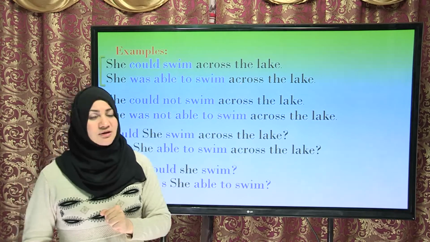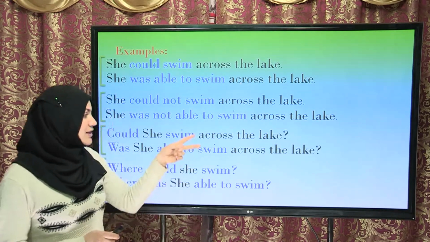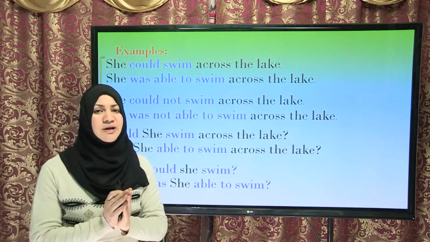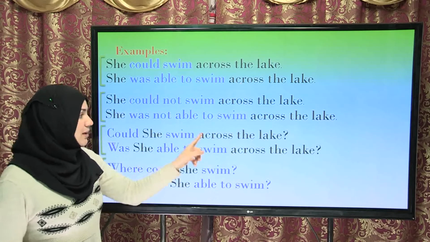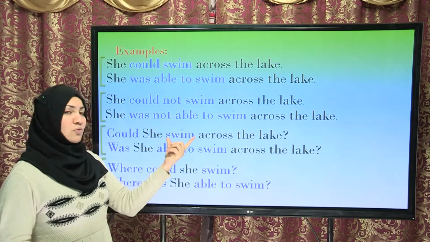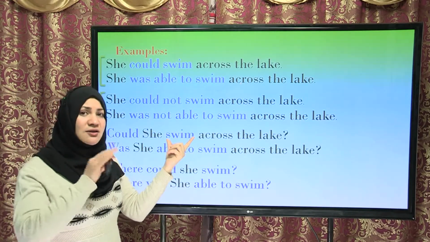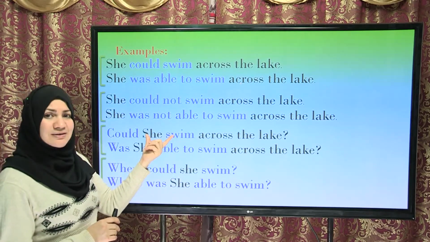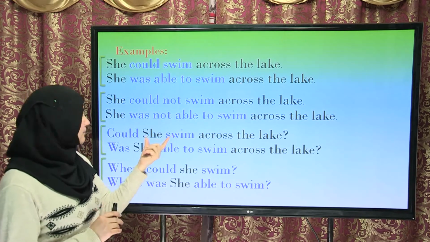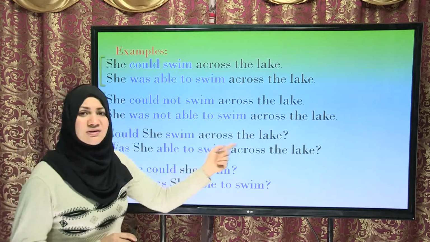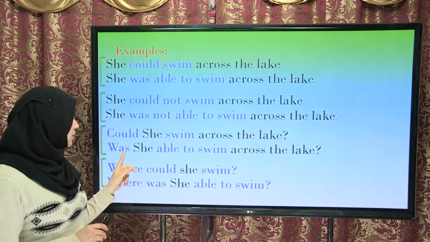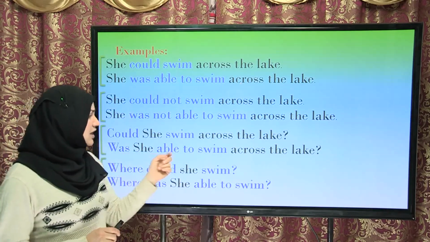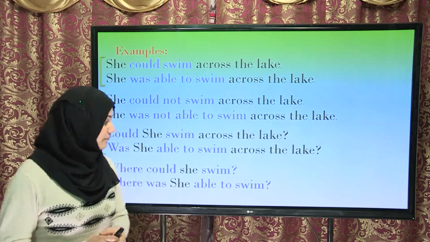Question. The third example concerns questions. We have yes and no questions or WH questions in past ability. Could she swim across the lake? We are applying according to the form of past ability. Here we are in a yes and no question. Could she swim across the lake? Or was she able to swim across the lake?